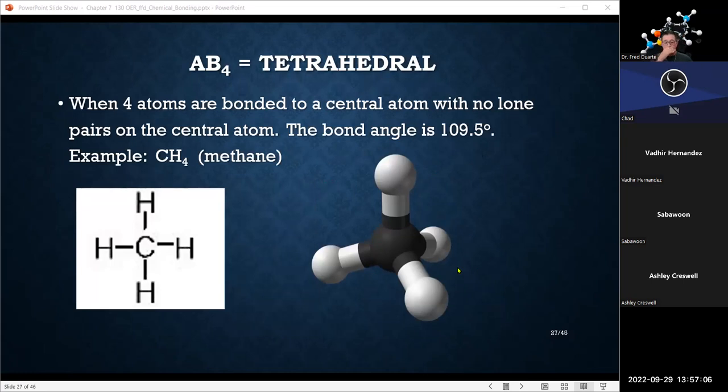Anyway, we talked about the tetrahedral. This is the most common general structure where we have A, the central moiety, and there's four species bonded, four atoms bonded to the central atom. And that bond angle is 109.5.